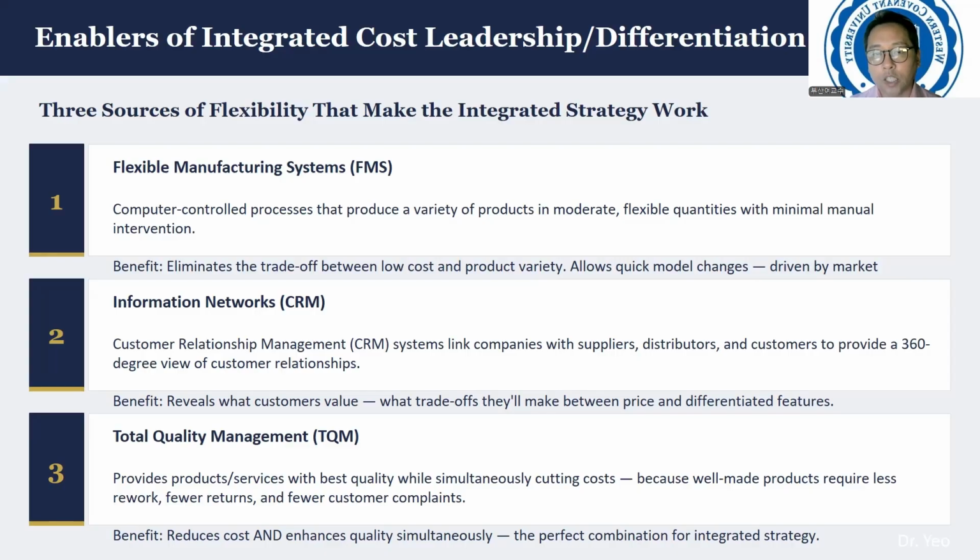How do you cut costs by improving quality? Here's the logic. When a product is made right the first time, there's no rework, no warranty claims, no customer service calls, and no returns. So that's why quality control is very important.